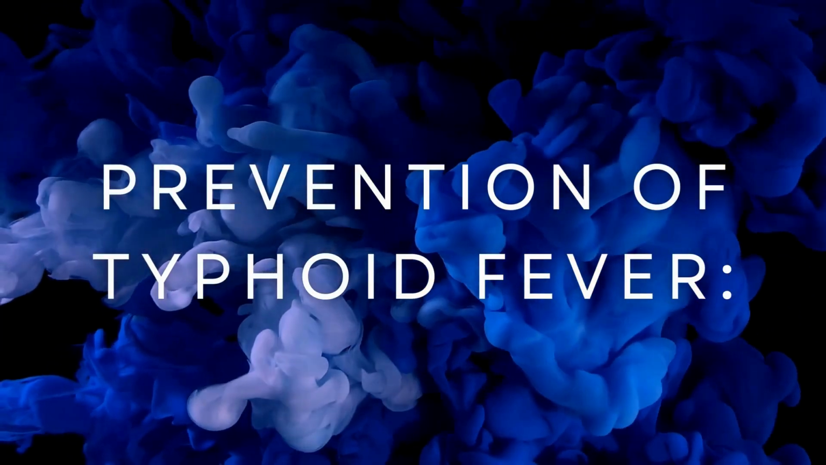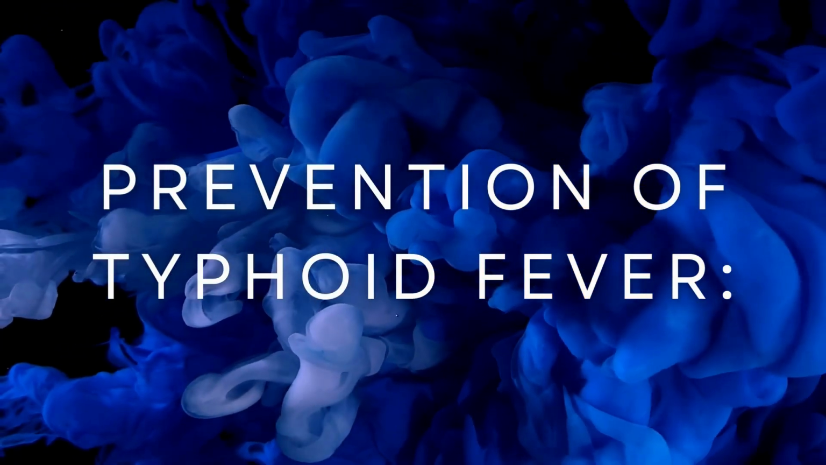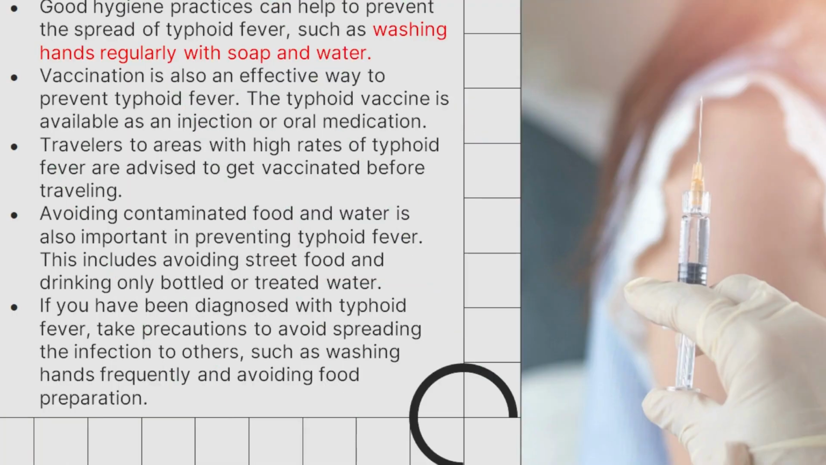Prevention of typhoid fever. Good hygiene practices can help to prevent the spread of typhoid fever, such as washing hands regularly with soap and water. Vaccination is also an effective way to prevent typhoid fever. The typhoid vaccine is available as an injection or oral medication. Travelers to areas with high rates of typhoid fever are advised to get vaccinated before traveling.